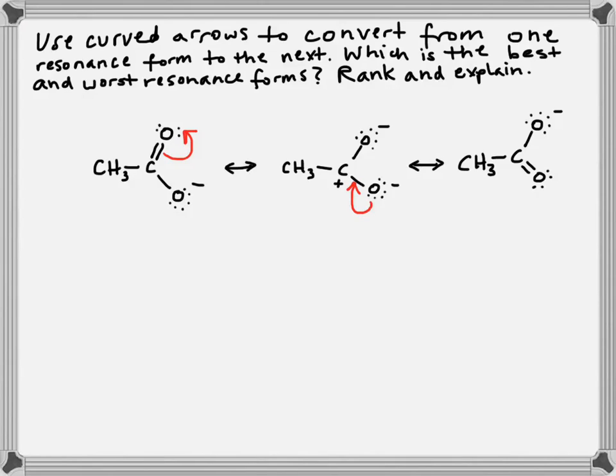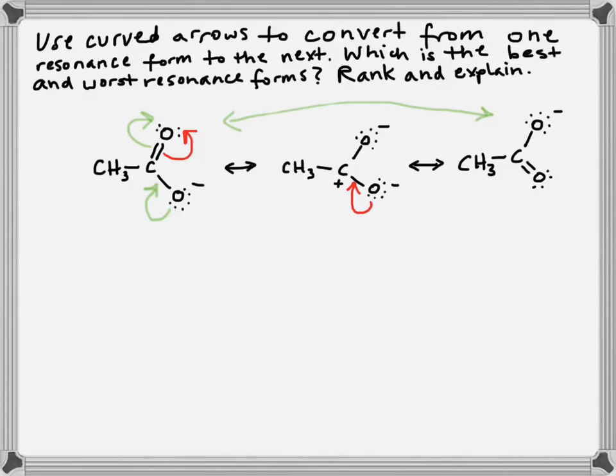The problem also asks how I could convert from the very first structure to the third structure, and I could do that by considering that I have an allylic lone pair. And every time there's an allylic lone pair next to a pi bond, I could move the lone pair to become a pi bond, and then the pi bond becomes a lone pair, and that would convert directly to the third resonance form.